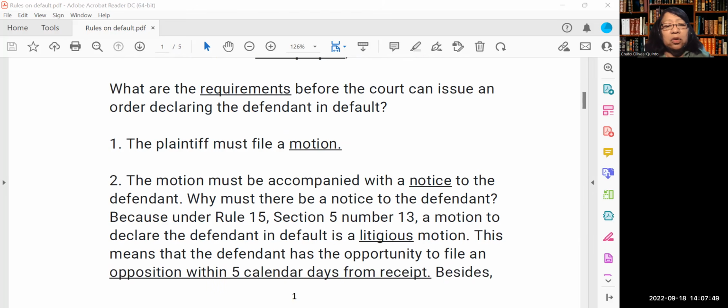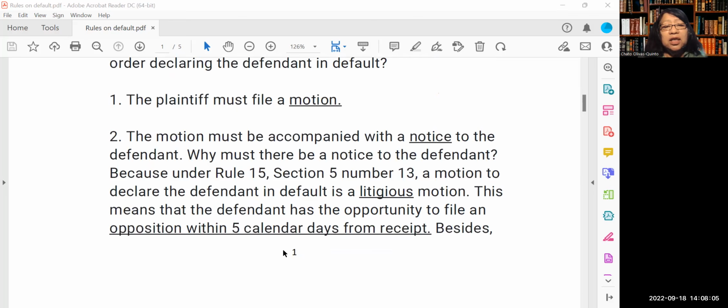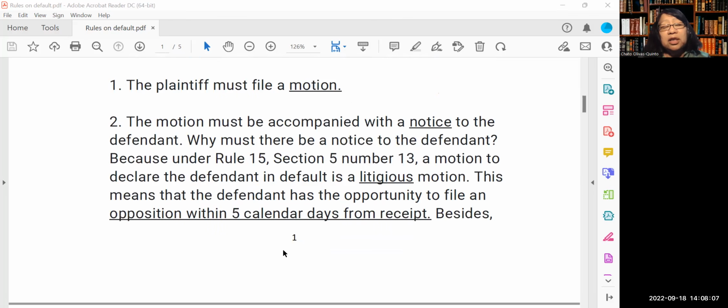Number 2, the motion must be accompanied with notice to the defendant. Hindi ito notice of hearing. It is a notice to the defendant. In other words, the defendant must be furnished with a copy of the motion. Bakit kailangan may notice? Because under Rule 15, Section 5, Number 13, as I just mentioned, a motion to declare the defendant in default is a litigious motion.